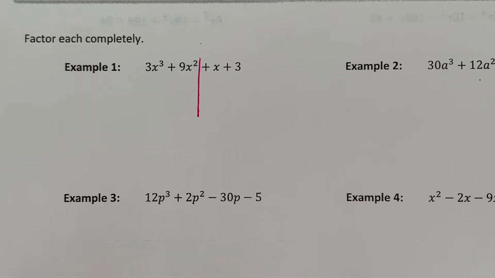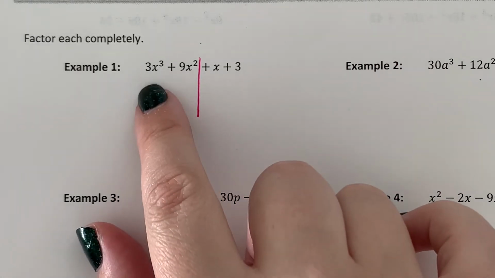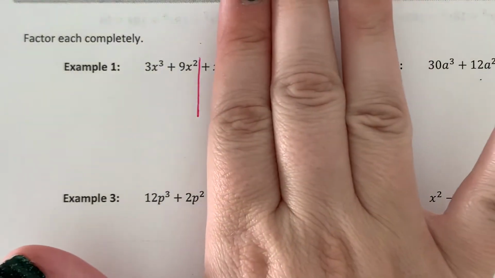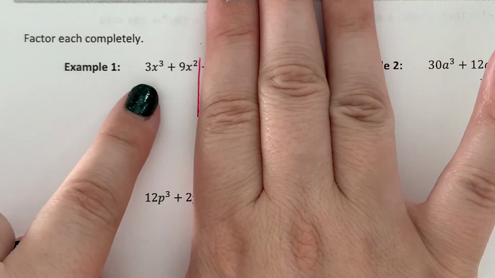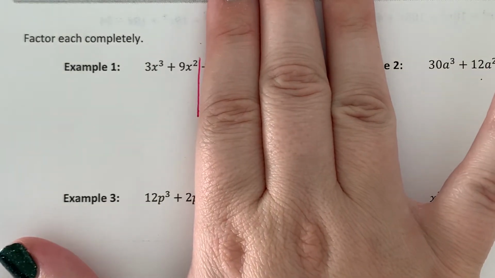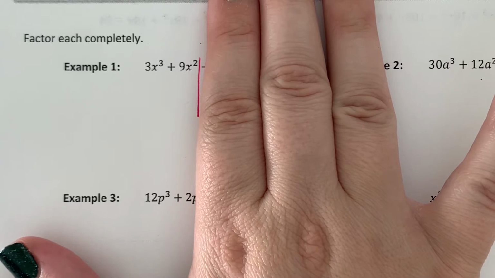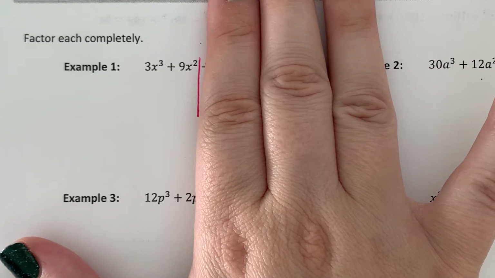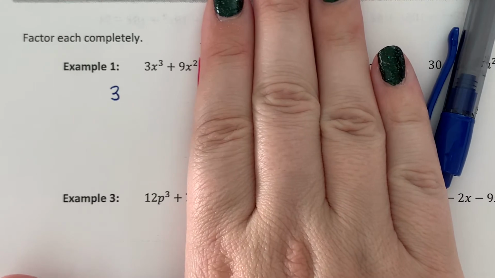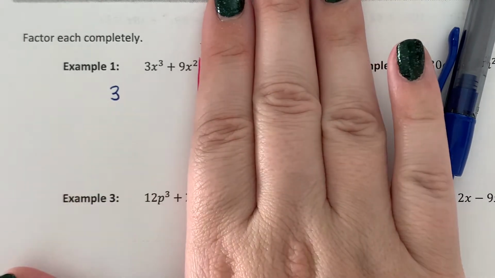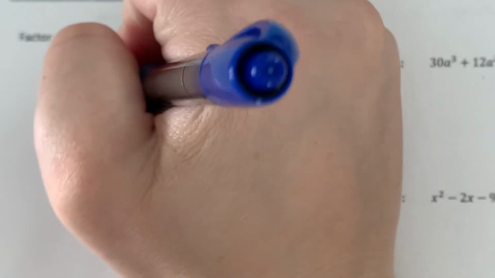On to step 3, which tells me I'm going to factor the greatest common factor out of the first half. So I'm going to ignore the second half of my polynomial, and I'm just going to look at the first and second terms. And I need to pull out a GCF, like we've been practicing. So what is the greatest coefficient that I could pull out of 3 and 9? That would be a 3. And then I also need to consider what is the greatest variable that I could pull out of x cubed and x squared. That would be x squared.